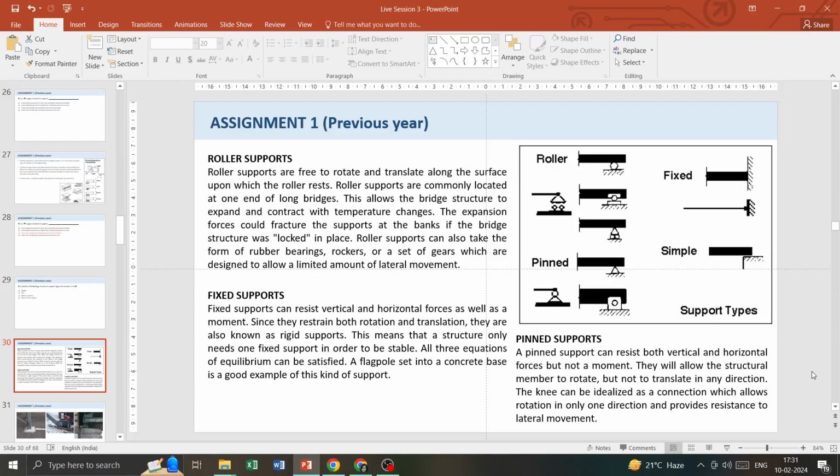So in roller support, you have bearings or other things which allow the horizontal movements, and they also allow the rotation. In fixed supports, you are not allowed horizontal movement or vertical movement or rotation. All three things are not allowed. In pinned supports, you are not allowed horizontal movement or vertical movement, but you are allowed rotation. So this is the difference between the three kinds of supports.